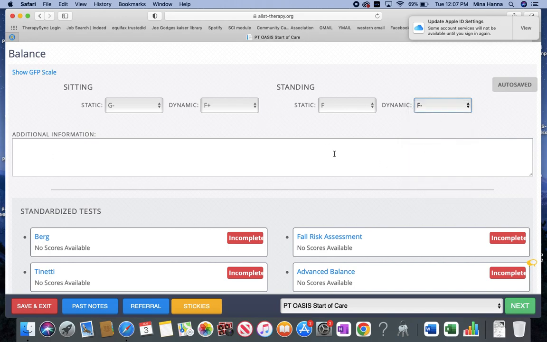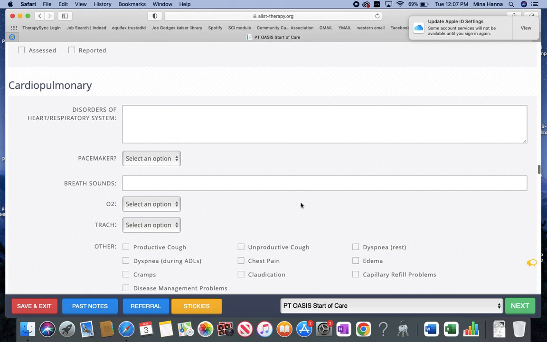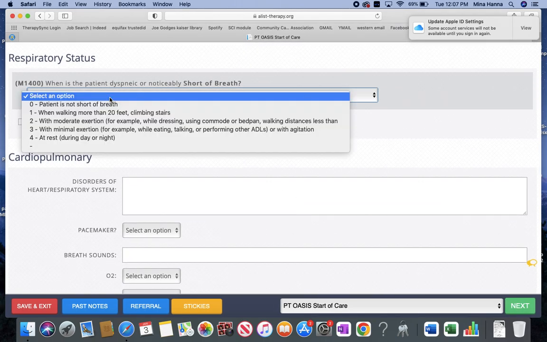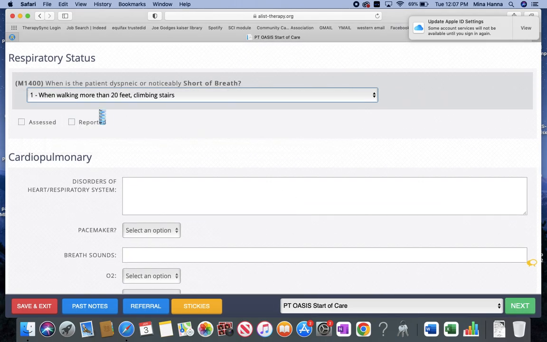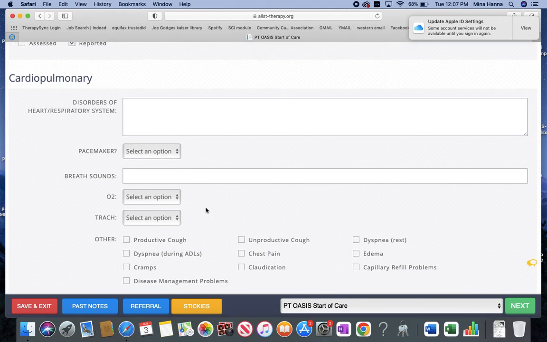You move on. Balance, again, whatever you think, you just kind of put in what you think. This is kind of simple standard with most of my patients that I find. This tends to be the scale for some reason. Shortness of breath, most of my patients also report if they're walking up a flight of stairs, they get winded. And then here it goes into an order of cardiopulmonary.